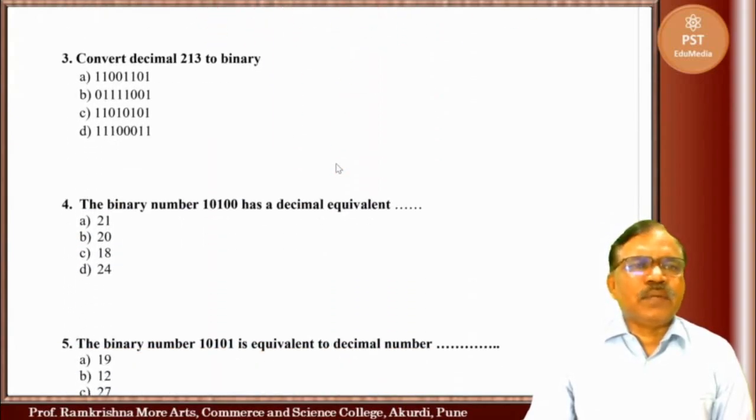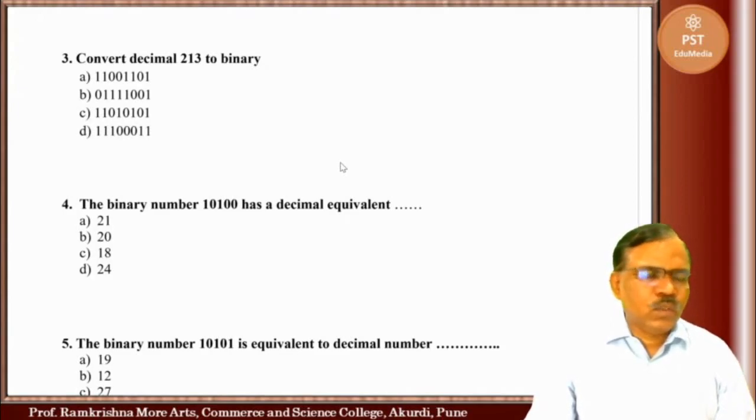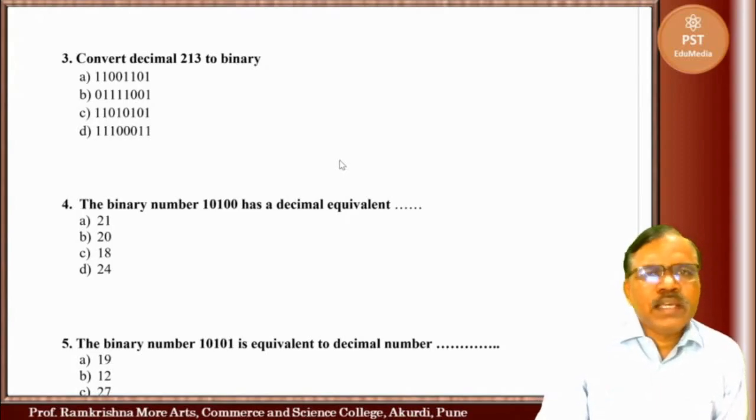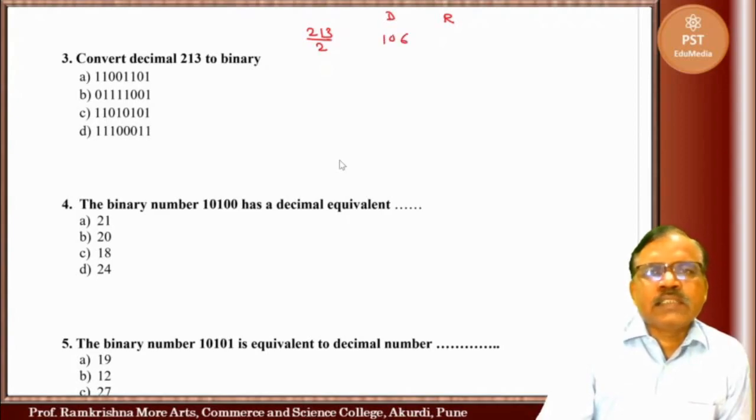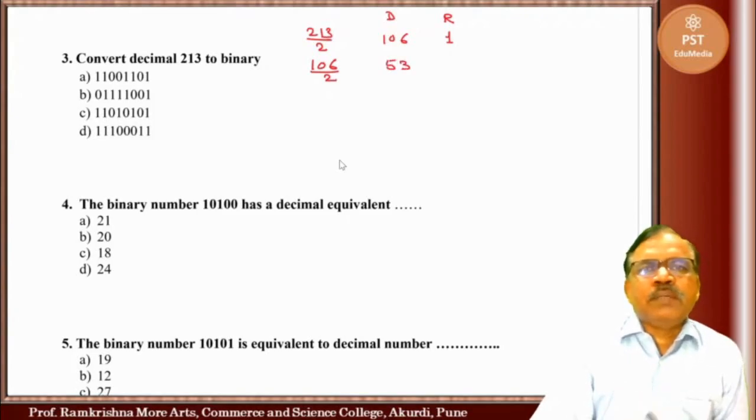Now we'll take the next example. Convert decimal 213 to binary. Here again we will take division and remainder. First we take 213 and divide by 2. Division is 106, remainder is 1. Now take 106, divide by 2, it is 53 and remainder is 0.